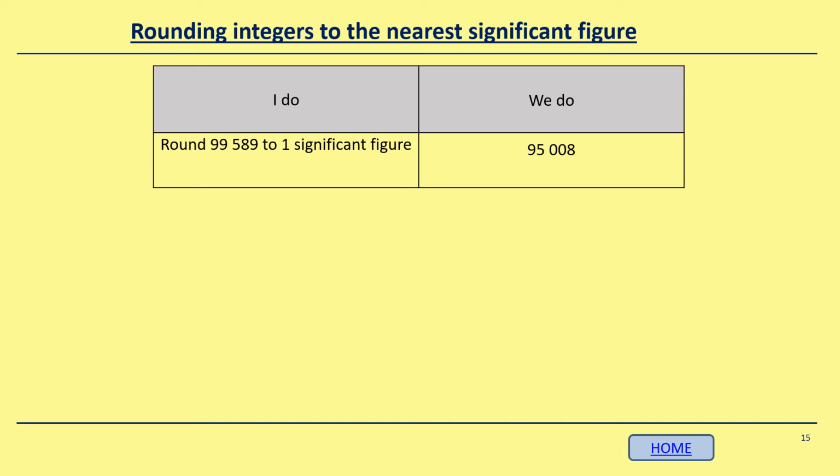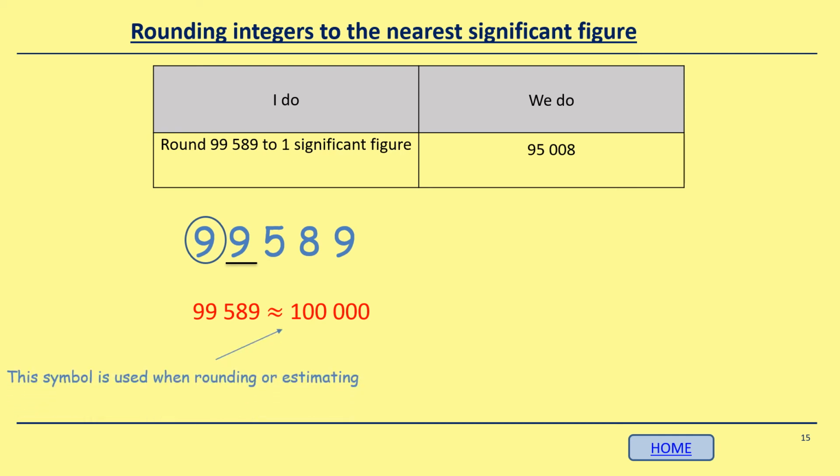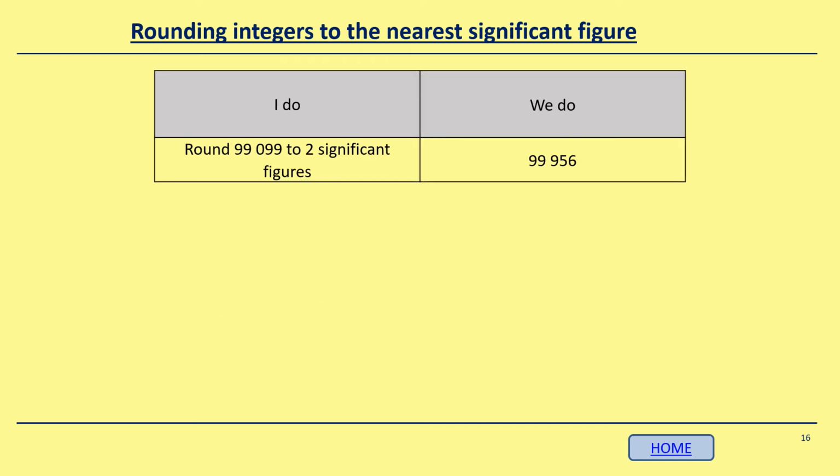99,589 to 1 significant figure. So the first number is a 9, and after that it's another 9. So that is going to go up to 100,000. You have a go at 95,008. Okay, the answer is 100,000. Because it was 1 significant figure, so we've got the 9 and we are interested in the 5, this 5 here, so that becomes 100,000.